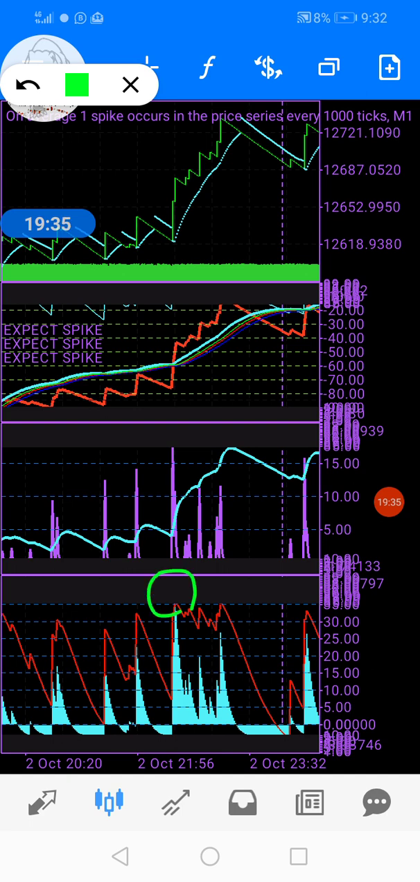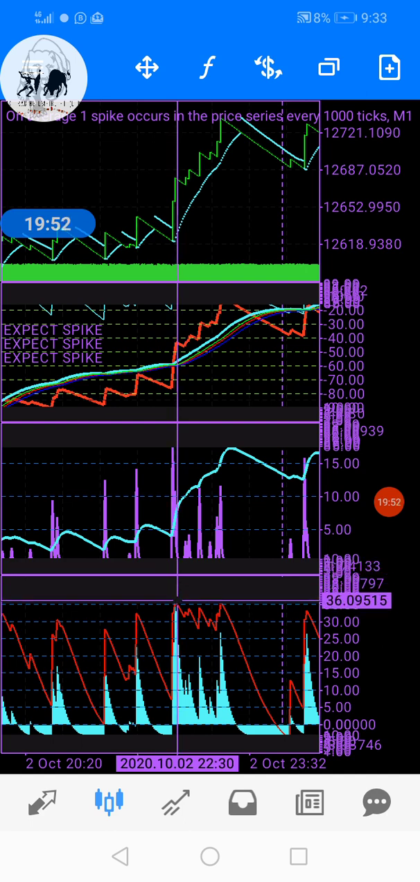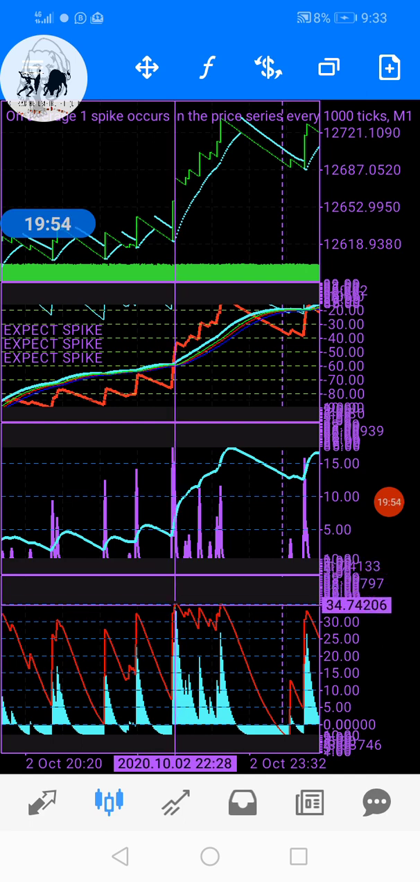Again, here's that 30 again. Let me show you again that you can see this 30 and this 35. Let me just pull this crosshair again. Look at this. Look what happens. Okay, look what happens right there. This is it. Look what happens.